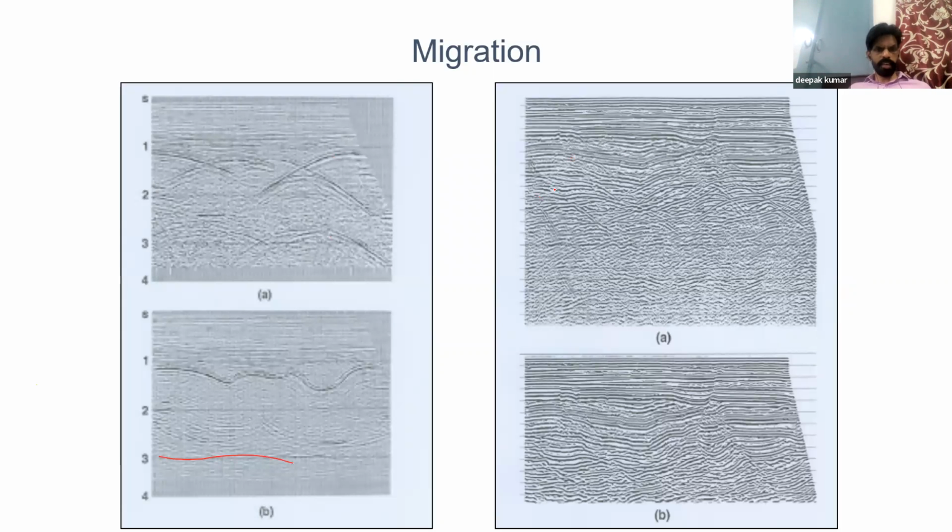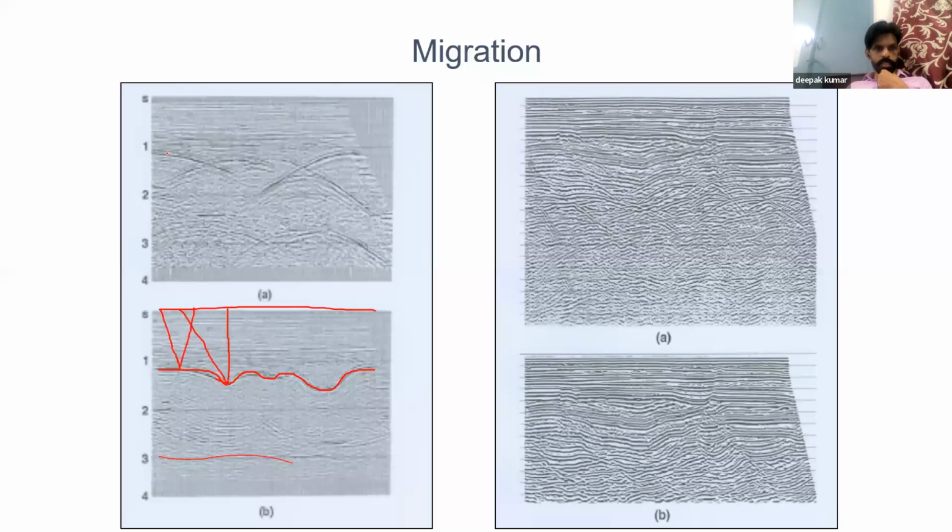Here you can see why migration is important. Now see what happens. This is my actual surface, and these have undulations. Suppose my geophones are planted here. The time taken by this trace to reach here will be less, and the time taken for this will be more. So here, this is my actual reflector.